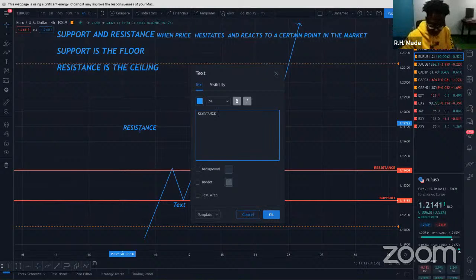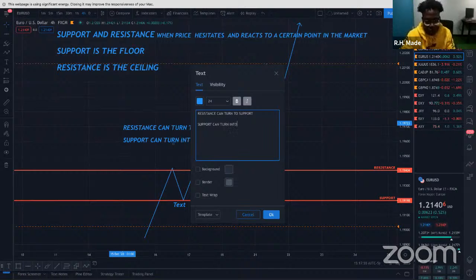So resistance can turn to support. Support can turn into resistance.